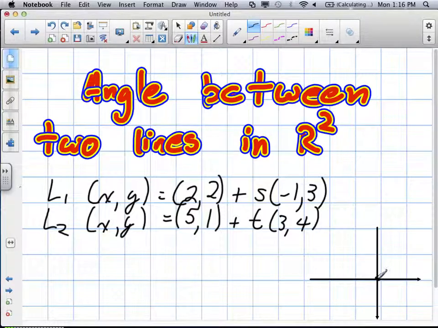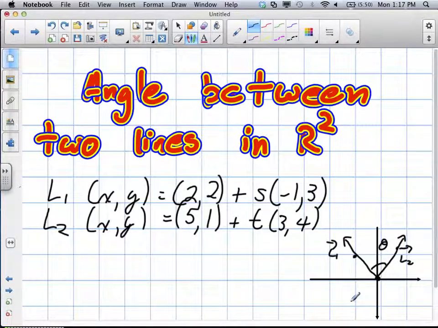So our S is -1 and 3. We'll call that roughly vector S. And our T, or we'll call it, sorry, vector L. And vector L2 is at 3 and 4. Okay. So they form some angle. Okay, we'll call it theta. We need to figure out what that angle is.